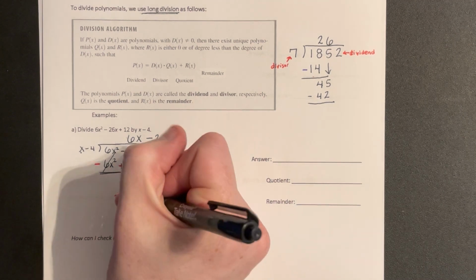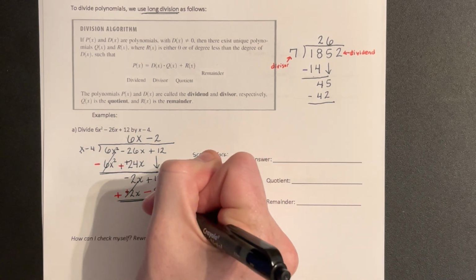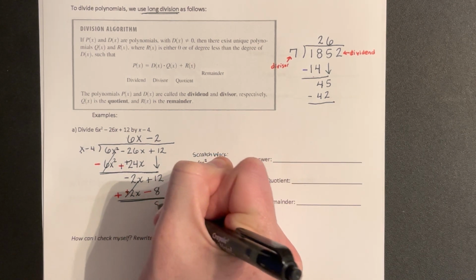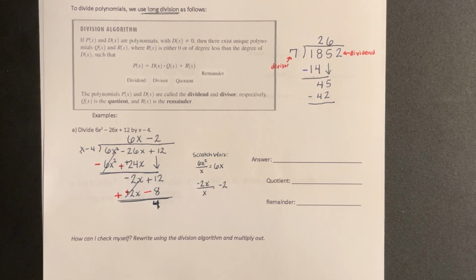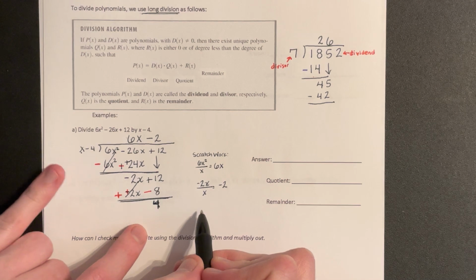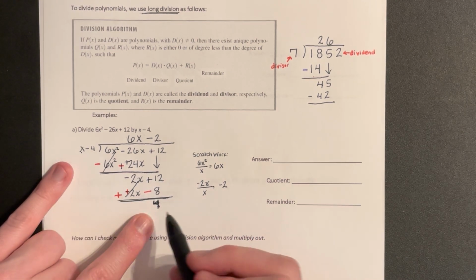That makes this 0. Negative 2 plus 2x is 0. 12 minus 8 is a positive 4. Oops. If I go to try this division process again, there won't be anything for me to do. 4 divided by x is not going to divide evenly.